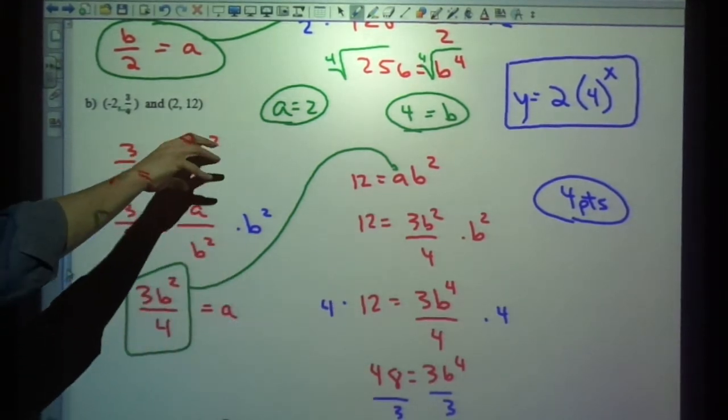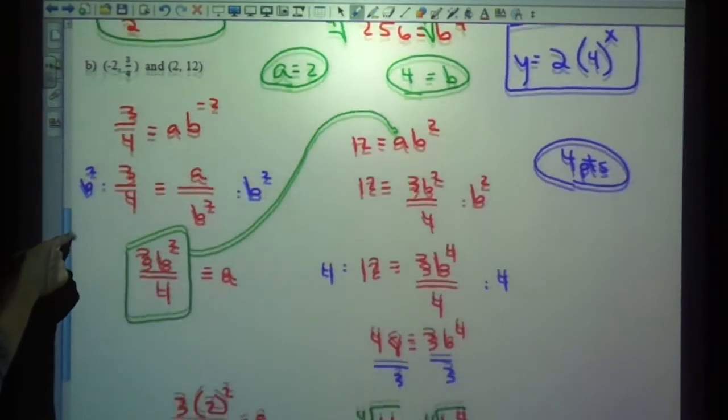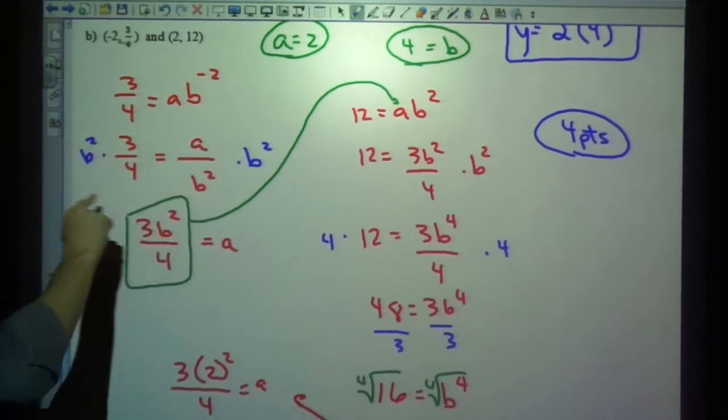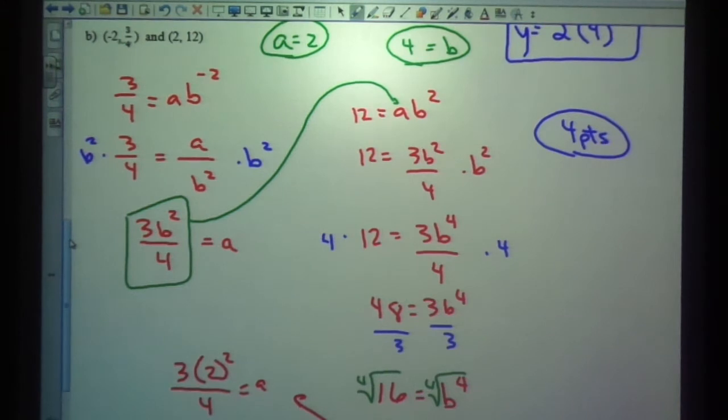We know b to the negative 2 is really the same thing as being in the denominator. So if I want a by itself, I have to multiply by b squared on both sides to get it out of there. So we have a by itself. They get a point for having this right.